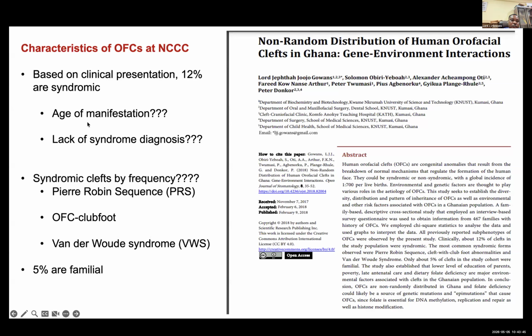And obviously, this depends on the age of manifestation, that is, the age at which we do the clinical evaluation. Of course, for many of them, the phenotypes are not common and are not easy to pick up at the time that we do the clinical evaluation.